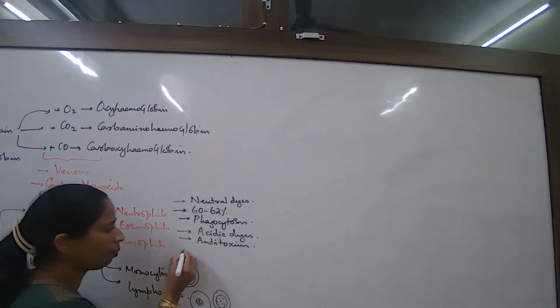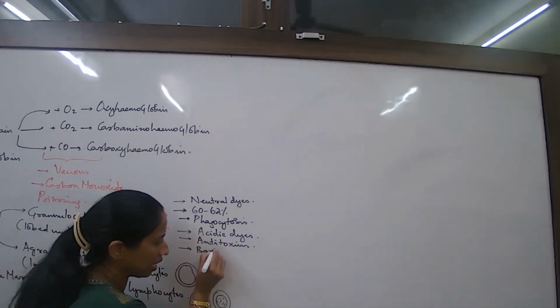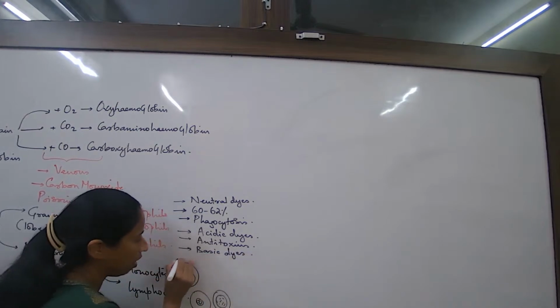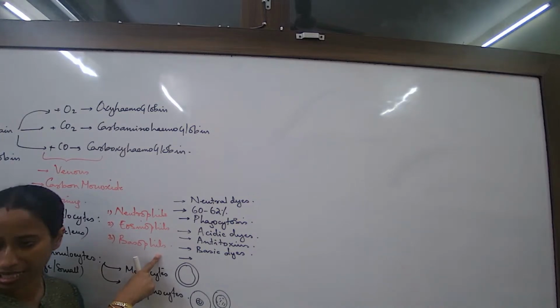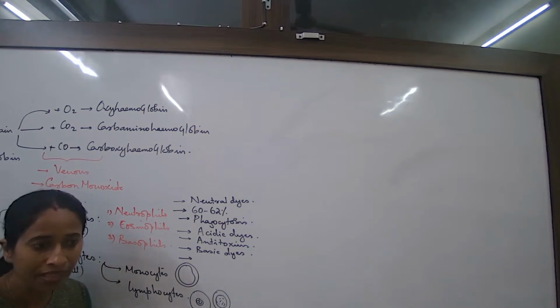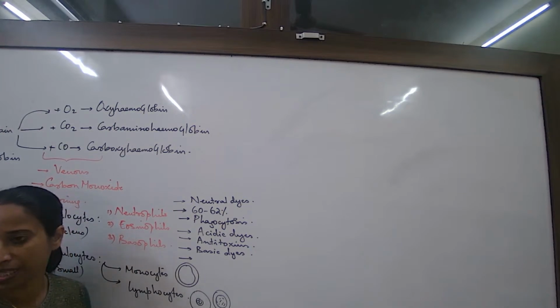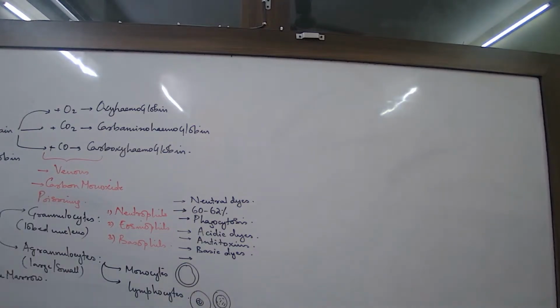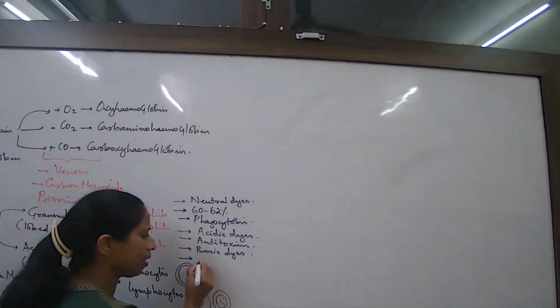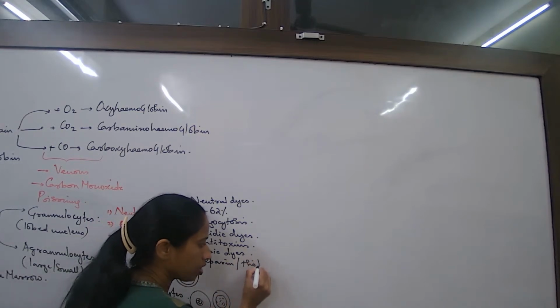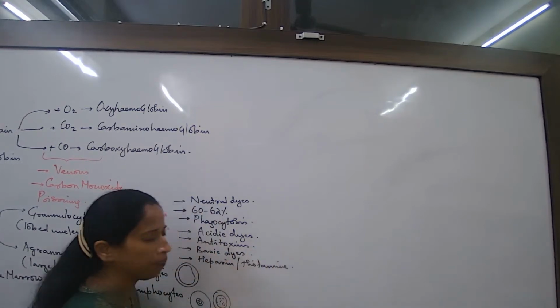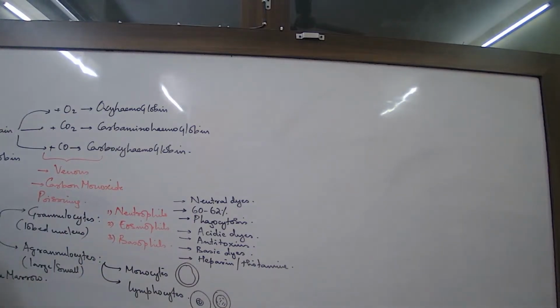What about basophils? What type of dye? Basic dyes. And what is their method of defense? They release special chemical substances like heparin and histamine. Any of these two you can remember, heparin or histamine. These are the chemical substances which are released from these cells.